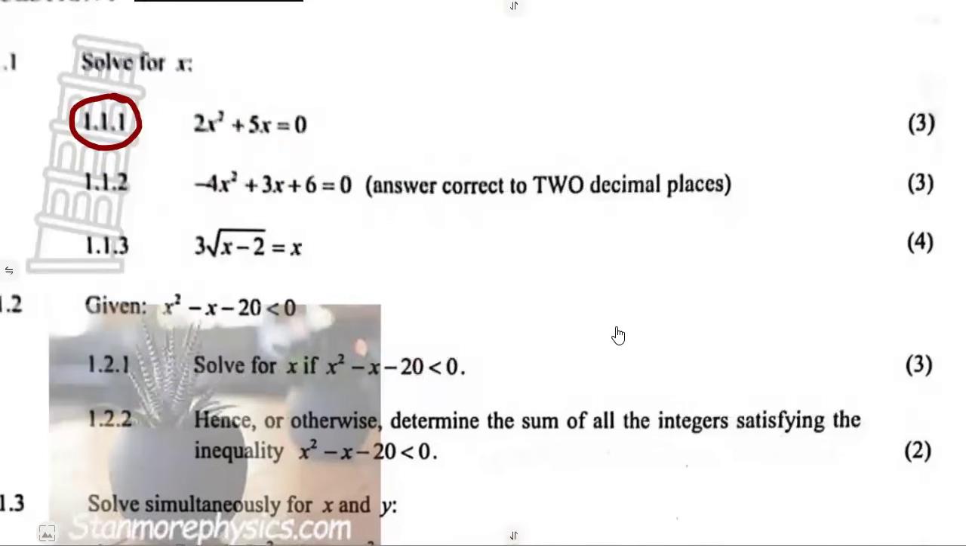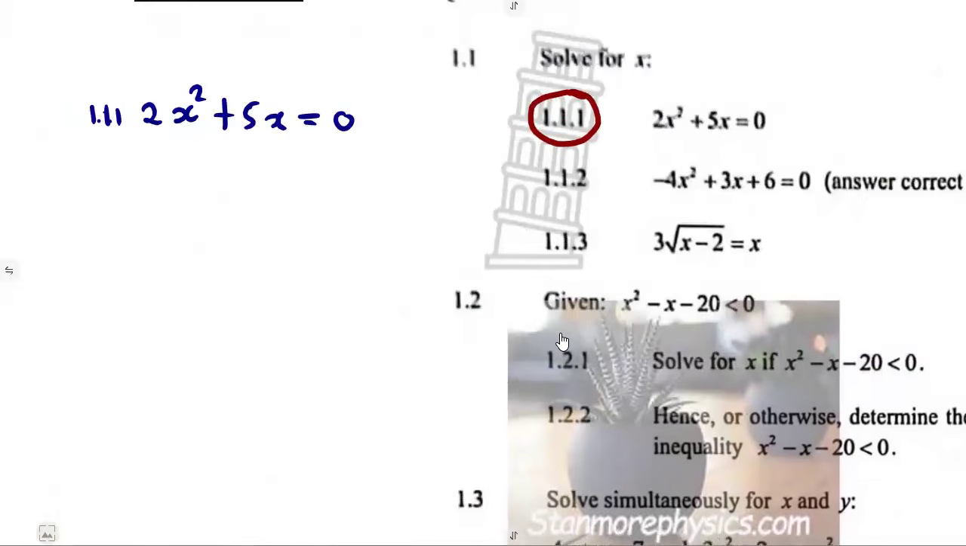Check the issue of the marks that you're given. 3 marks, which is fine. But if we are given a question like just solve for x, and we're not told correct to 2 decimal places or to 1 decimal place, it is best for you to just use your factorization.